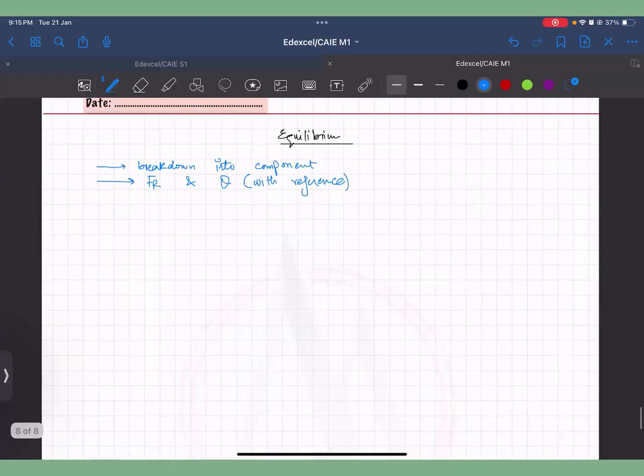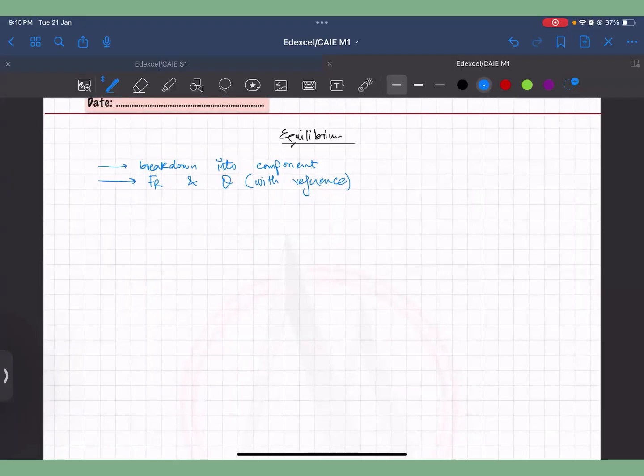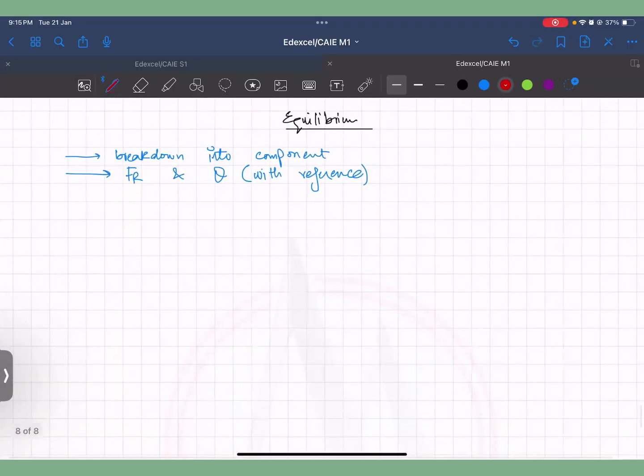And the next thing that comes in forces in equilibrium is equilibrium. Can anyone explain what equilibrium means? In O level physics or IGCSEs, you have done equilibrium. Anyone has any idea what is equilibrium? When forward force is equal to backward force. That is one of the definitions, but this is slightly incomplete. Not just when the resultant force is equal to 0.